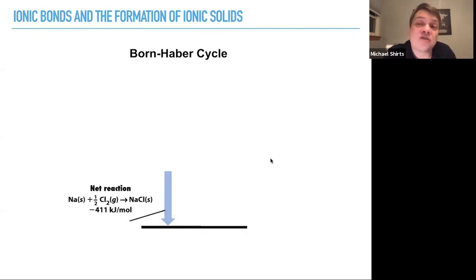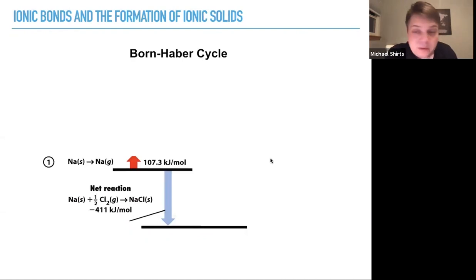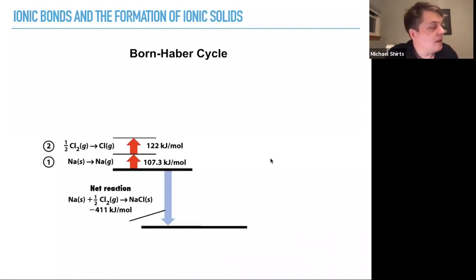So what we need to do is construct a cycle that tells us how to get from one place to the other in terms of steps that we can describe easily. So first thing we have to do to get from sodium metal to sodium gas, that's pretty straightforward. We have to evaporate the sodium metal. That's an endothermic process. You have to put energy into that for it to happen, obviously, to go from a solid to a gas. Then also we need to dissociate chlorine from the diatomic chlorine into gas. That costs some energy as well.